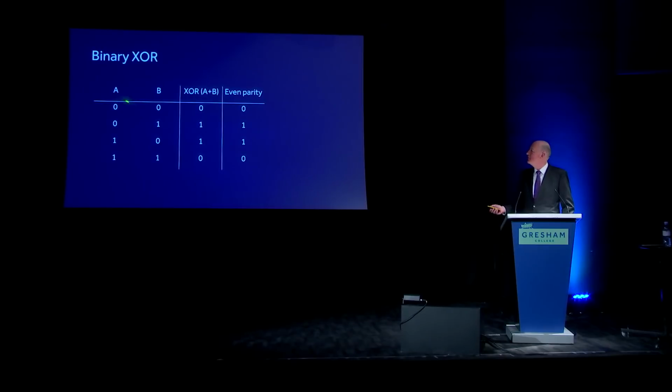It is a bit like an addition. That's why we use the plus symbol, but it's an addition where you don't carry anything. So if you think of adding these numbers in binary, 0 plus 0 equals 0, 0 plus 1 equals 1, 1 plus 0 equals 1, and 1 plus 1 equals 2, which is 1, 0. Ignore the carry, so it's just 0.